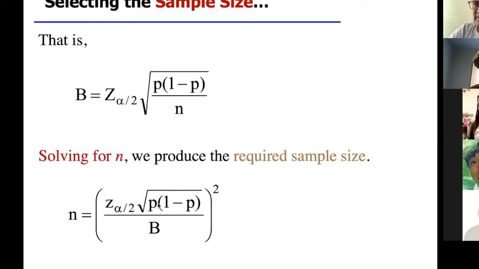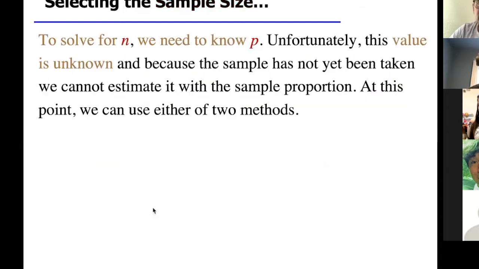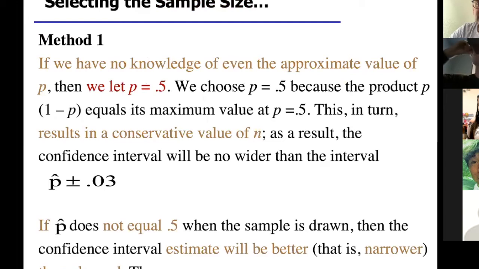And what is the highest variance possible of the population? It's when p is exactly at 50%. That's the highest possible variance, right? So in that case, we just go with P of 50%. So we essentially go super conservative, and we plug in the values and we calculate.